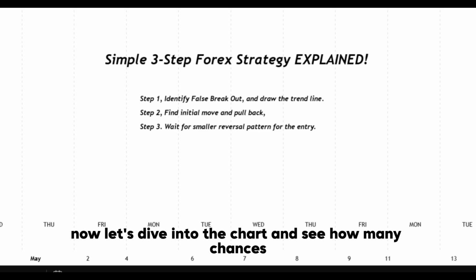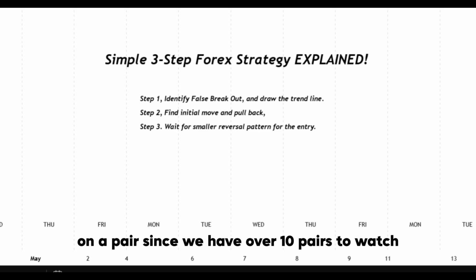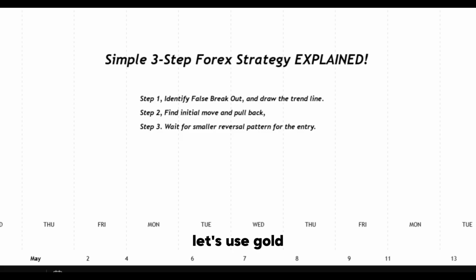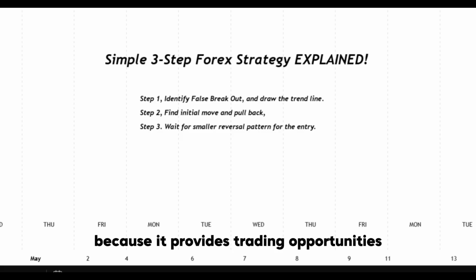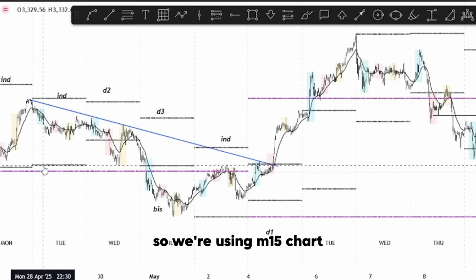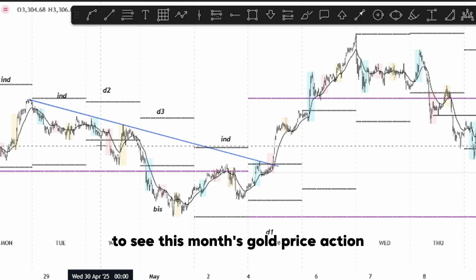Now let's dive into the chart and see how many chances we can spot a setup on a pair. Since we have over 10 pairs to watch, there's a good chance you can spot at least one good setup per day. Let's use gold because it provides trading opportunities almost all 3 sessions. So we'll use the M15 chart to see this month's gold price action to see how many chances we actually got.